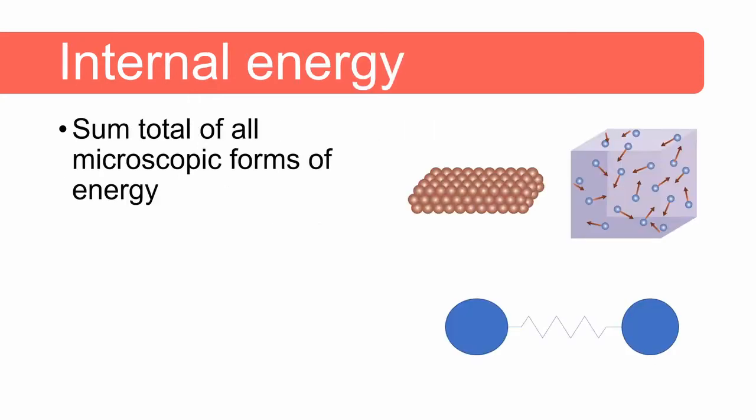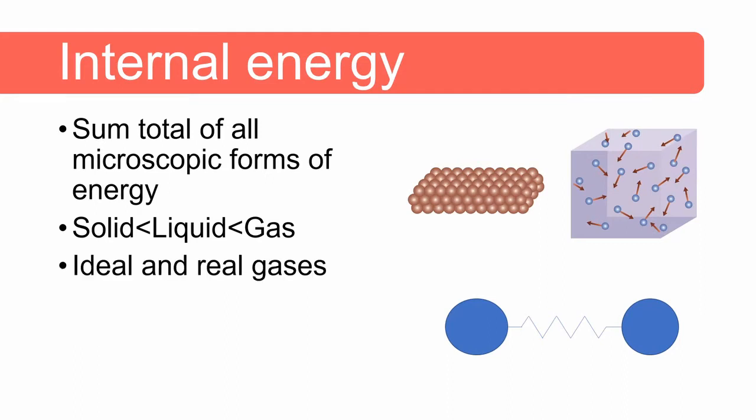In the previous video, we said that internal energy is the total of all microscopic forms of energy. One of the microscopic forms of energy is the kinetic energy of the individual particles. The kinetic energies of the particles in a solid are lower than the kinetic energies of the particles in a gas. For an ideal gas, the internal energy only consists of the kinetic energies of the gas particles. It is therefore independent of the distance between gas particles, and the internal energy of an ideal gas is only a function of temperature and not of pressure.